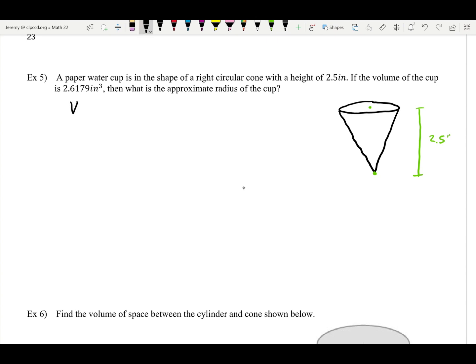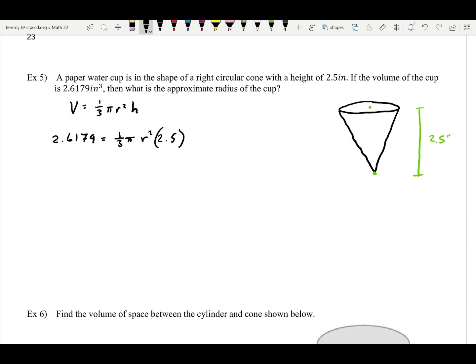So the volume of this shape, I know the formula is 1/3 pi r squared h. Let me substitute in these values I have. I have 2.6179. 1/3 and pi can hang out there. R I don't know, so I'll leave that as a variable. H, I'm going to substitute in that 2.5 inches. And I'm not listing the units for now, just for the sake of simplicity.